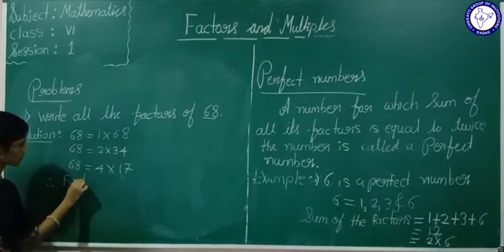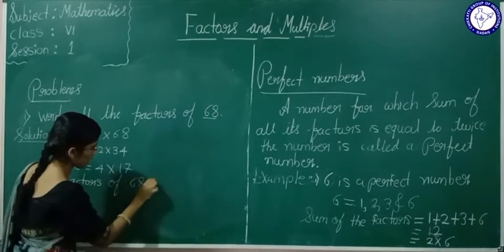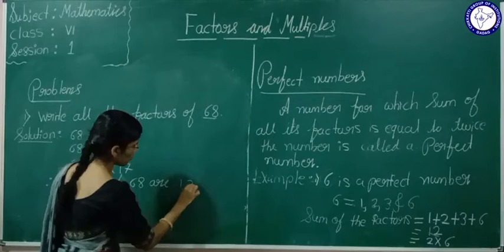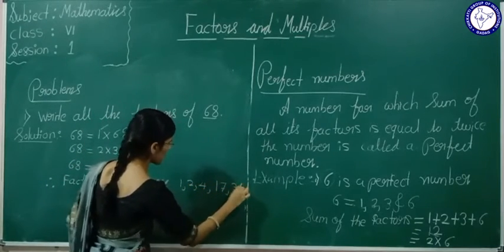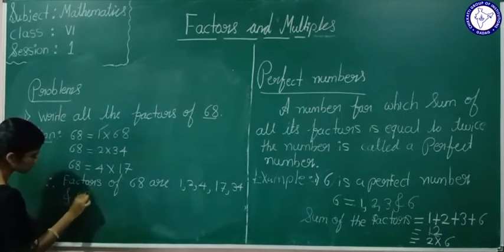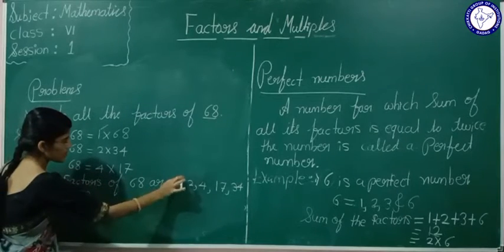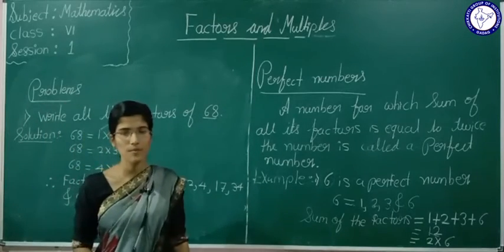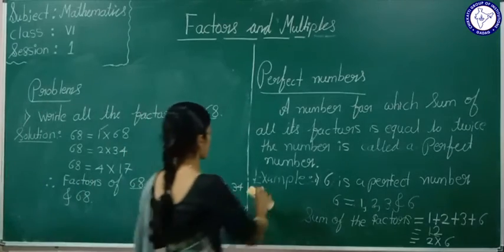Therefore, what are the factors of 68? 1, 2, 4, 17, 34 and 68. What are the factors? Factors means the numbers that divide this number completely. This is about the first one. For the second one, we will take one more question.